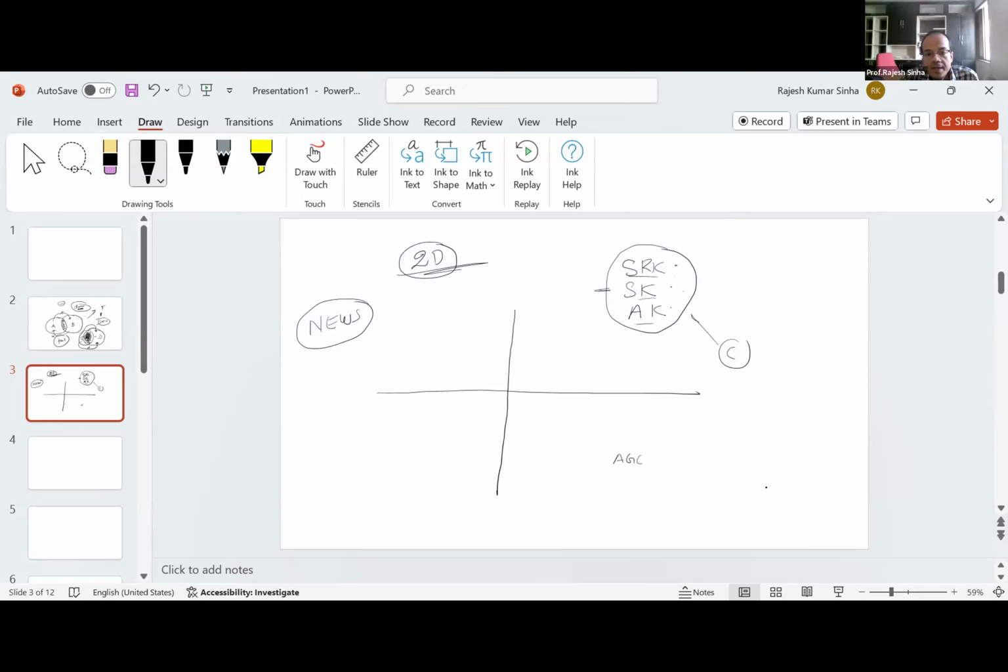You have age, you have gender, you have residence, rural, urban, you have income, you have education. You can classify people based on social media analytics and text analytics. You can actually identify that educated people are going to like SRK, SK, or AK. AK is Aamir Khan, not Akshay Kumar. So, Aamir Khan, Shahrukh Khan, or Salman Khan.